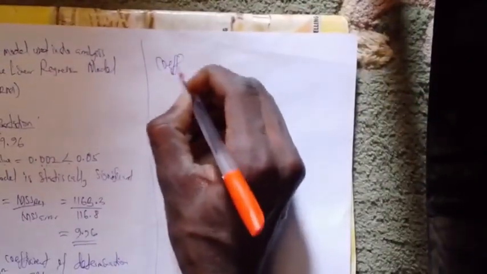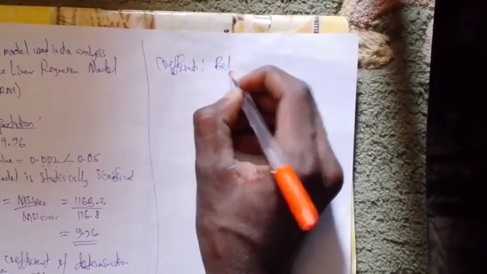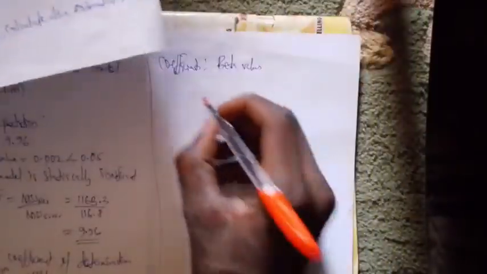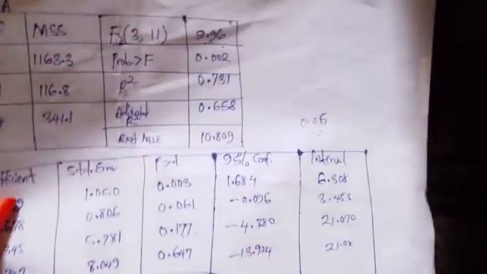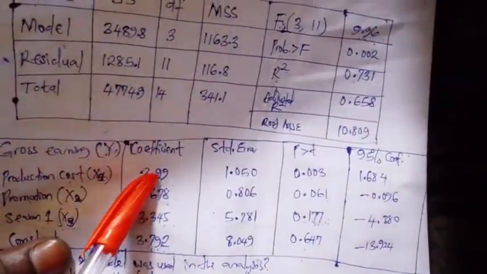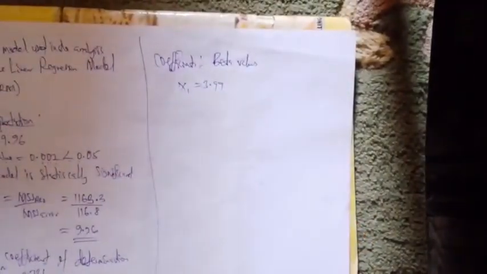Now coefficients are the beta values. Now beta for constant, beta for everything. Coefficient for production cost, x1, is 3.99. Coefficient for x1 3.99. What does this mean?